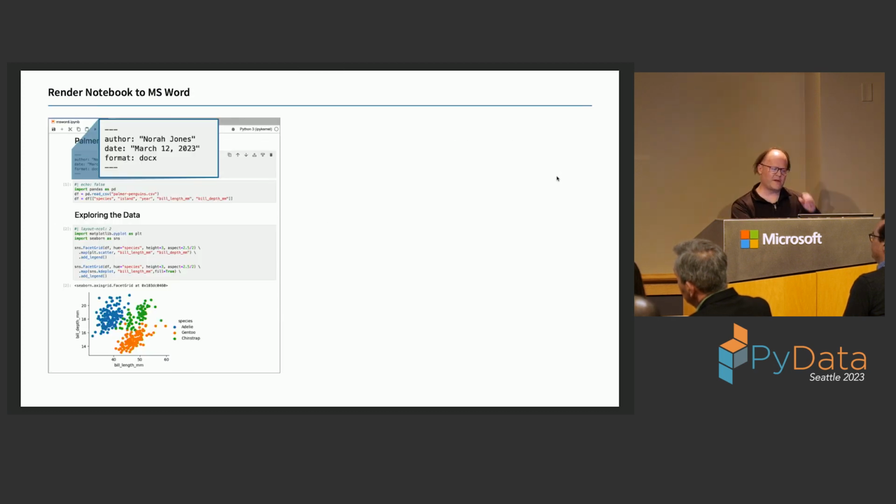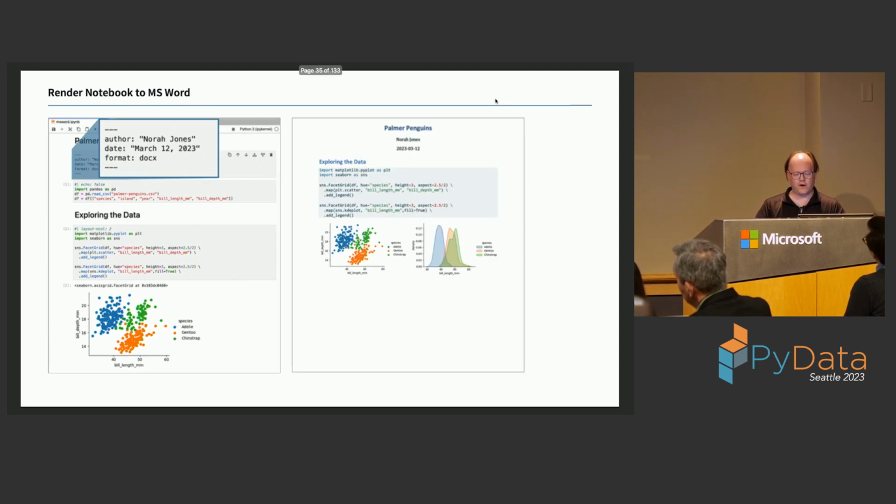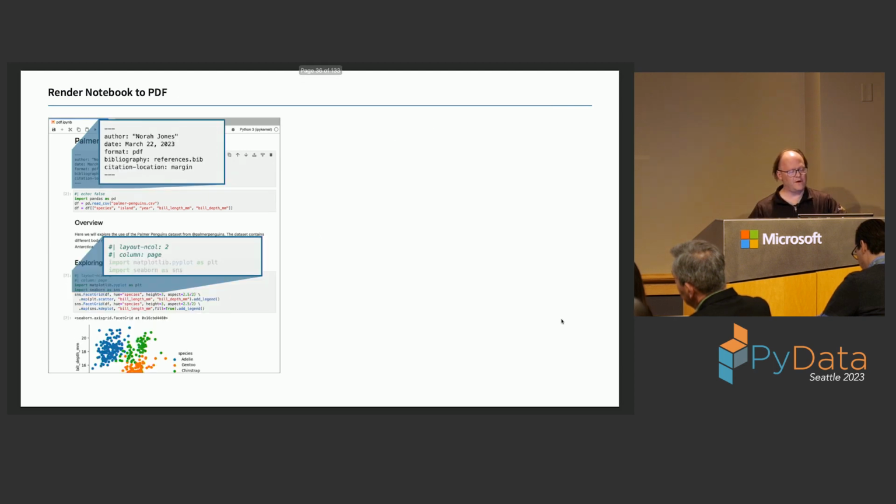So a couple examples of this. Here I'm going to change the format to docx, and now when I render I'm going to get a Word document. I've got an option that says I want to put the two plots side by side. That would be a little annoying to do in Word, and this just does that automatically. So that's Word. We also have lots of tooling for creating PDFs.